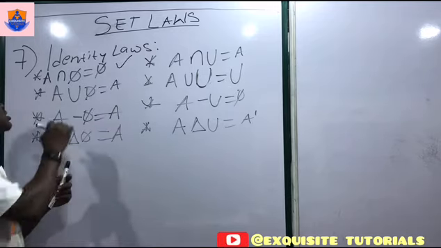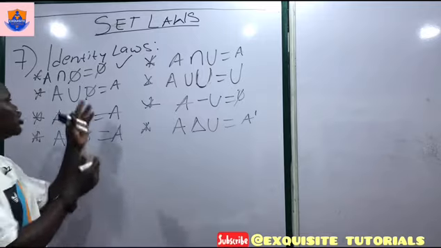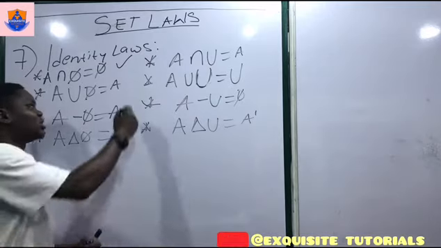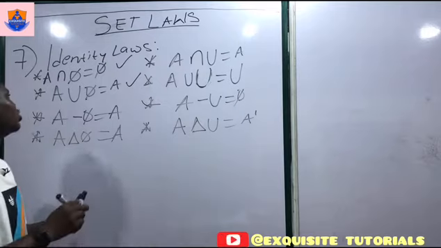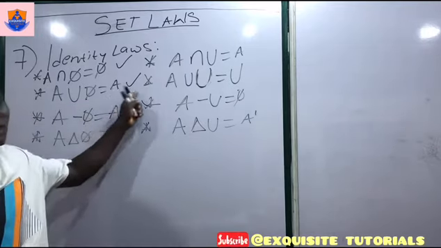Now, you have a set A and you add it up with nothing. You will still get the same set A. So it means that the union of a set and an empty set is the set.